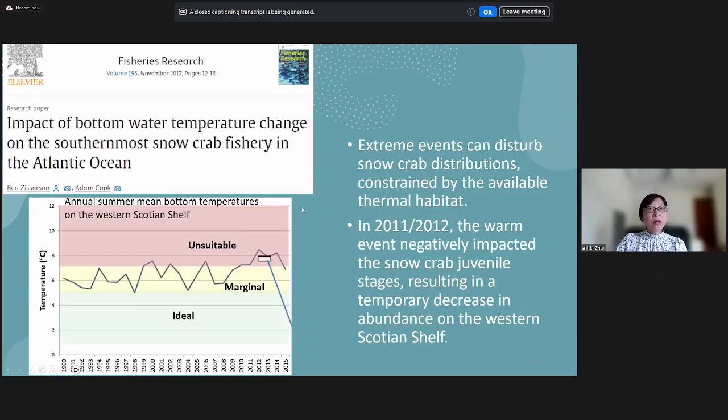The second example is about how a heat event affects the snow crab fishery in southwest Nova Scotia. We all know that snow crab distributions are constrained by the available thermal habitat. From this figure, you can see the red shaded color indicates temperature is not suitable for snow crab. You can see that in 2011 and 2012, this warm event negatively impacted the snow crab juvenile stages, and this resulted in a temporary decrease in abundance of snow crab in southwest Nova Scotia.